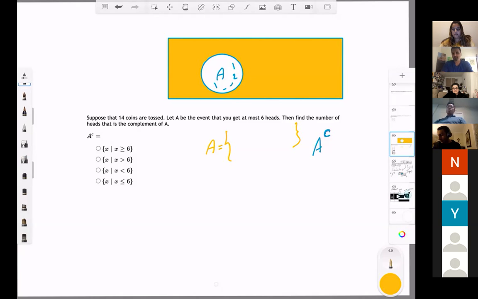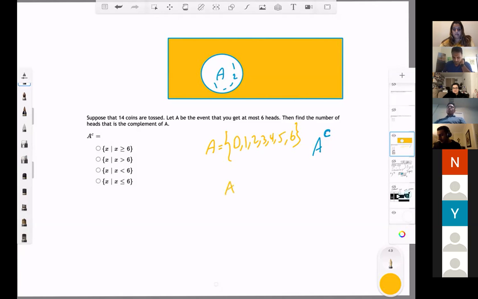what is the event A? Is it at most 6 heads, correct? Can I have 7? No. Good. So it's going to be no heads, 0, 1, 2, 3, 4, 5, and 6. I can include 6 as well. You get at most 6 heads.